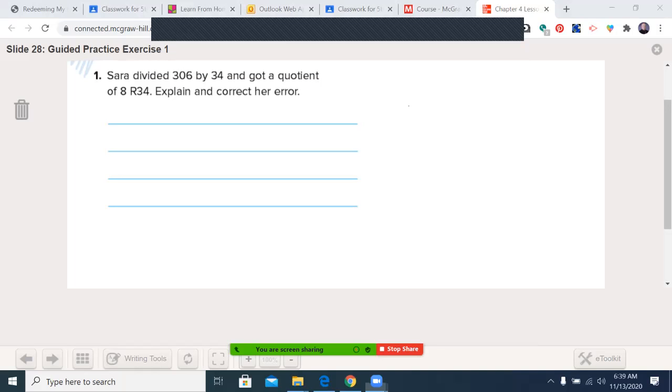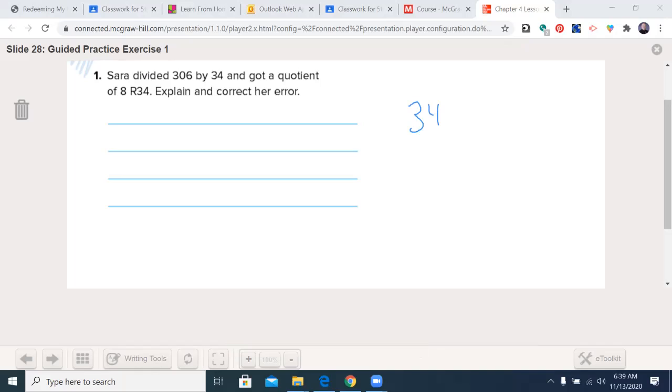So we have 34 and 8 remainder 4. So let's try by putting 8 here. 8 times 4, 32. 24, 27. 6 minus 2 is 4.